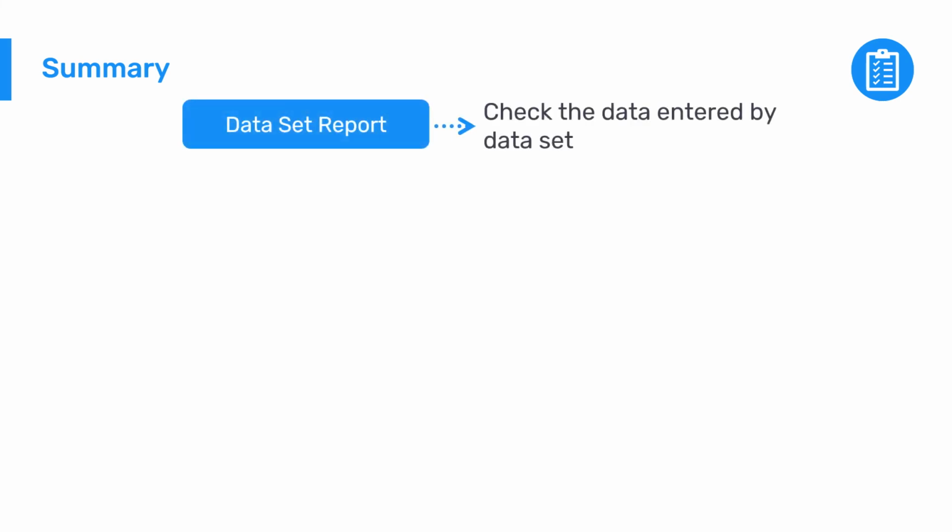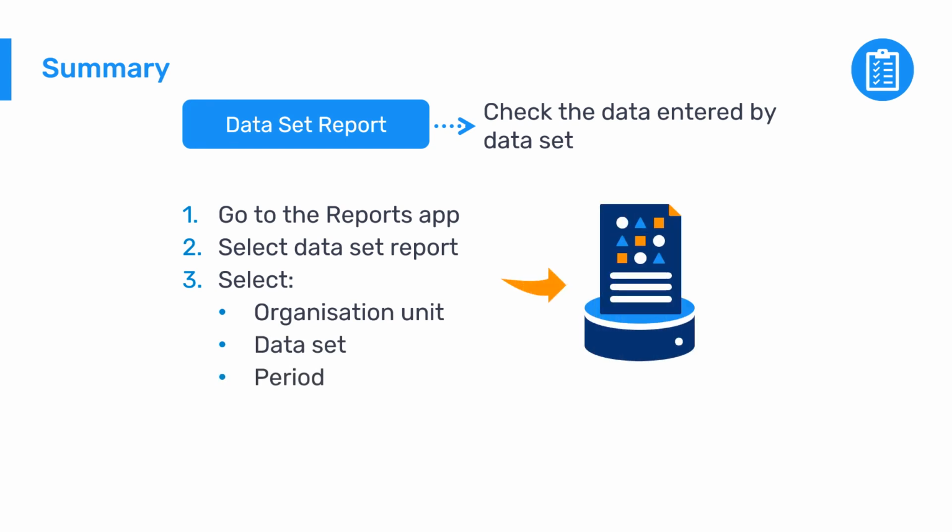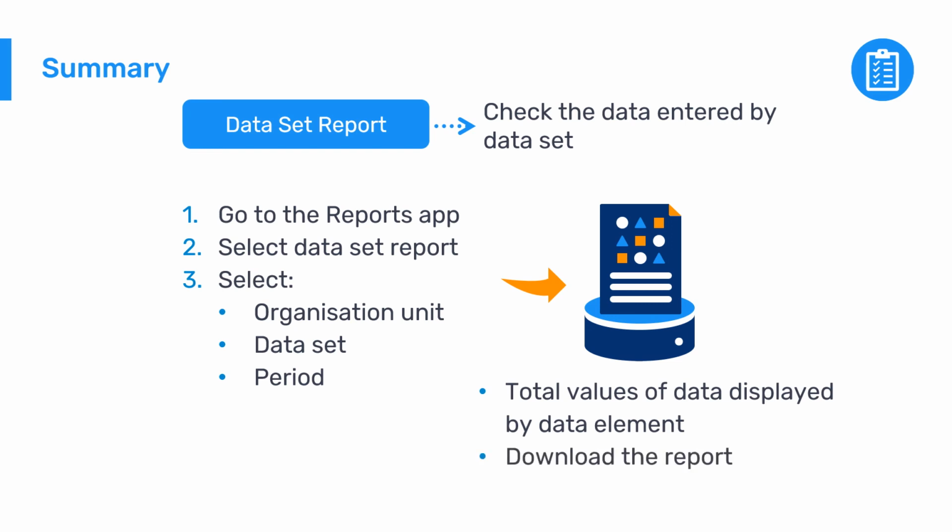In summary, you can create a dataset report to check the data that have been entered by dataset. To use this tool, go to the Reports app and select Dataset Report. Select the report organization unit, dataset, and period to generate a report. Once loaded, you'll be able to see the total values of the data displayed by data element and download the report for future use outside of DHIS2.